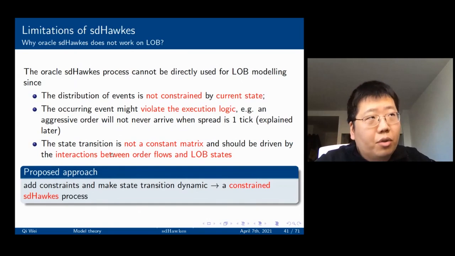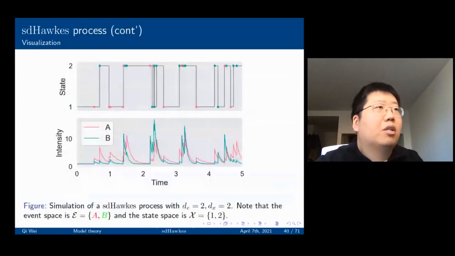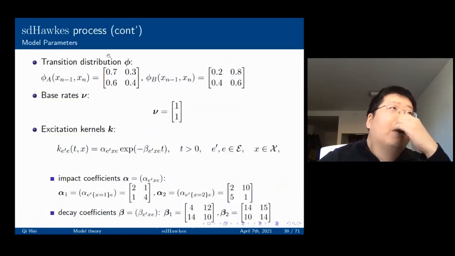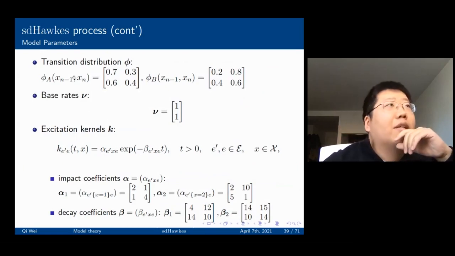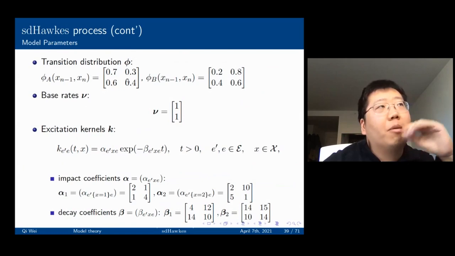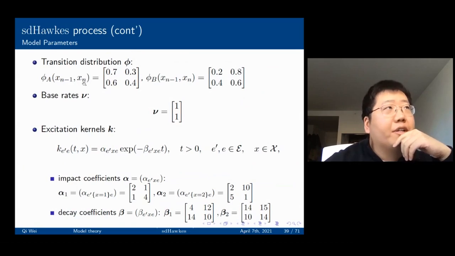And also the other one is the state transition. It is not a constant matrix and should be driven by the interaction between the order flows and limit order book states. Sorry, I skipped this part, but this tells you how the state jumps between the different states under different events.